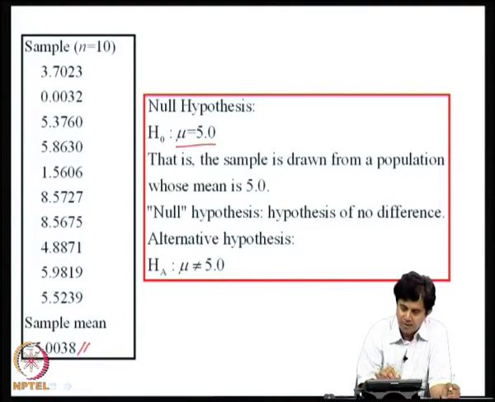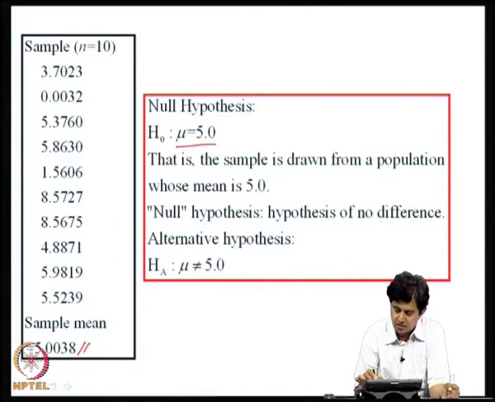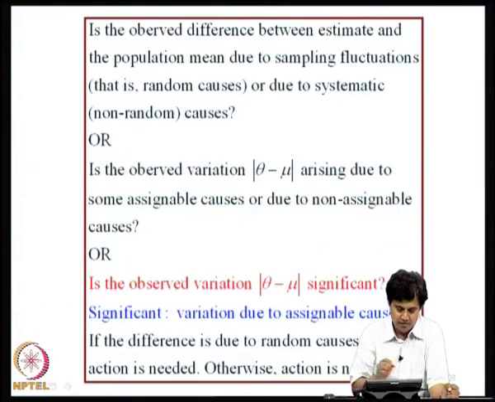So we make the null hypothesis that mu is 5.0, that means the sample is drawn from a population whose mean is 5.0. The word null in null hypothesis means hypothesis of no difference. The alternative hypothesis here is the negation of this: no, these 10 samples are not drawn from a population whose mean is 5. The population from which this is being drawn, the mean of that is not 5, that is the alternative hypothesis. Now we test this hypothesis.